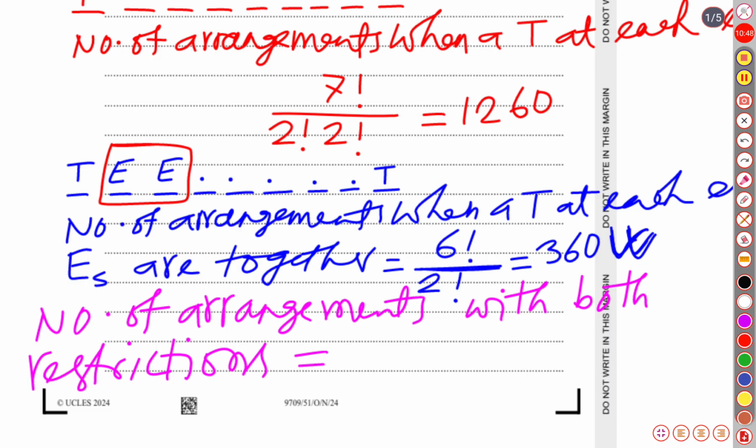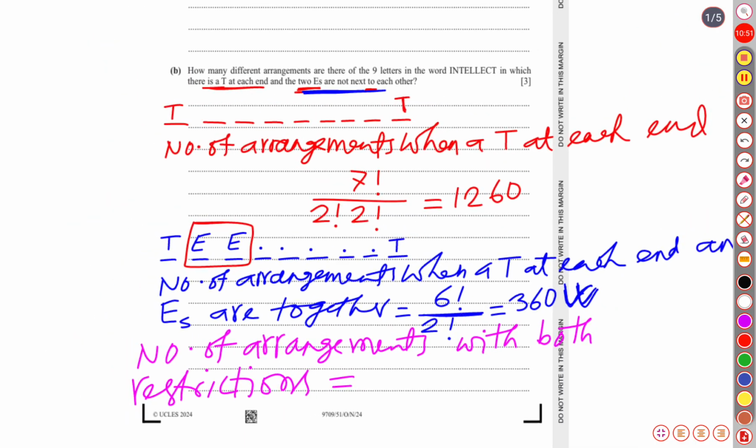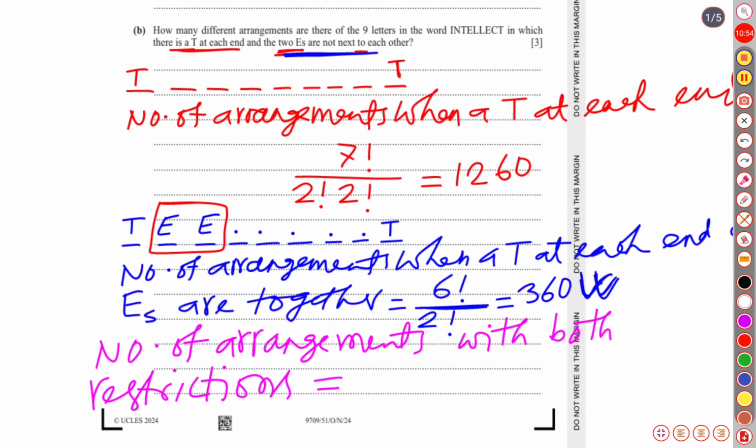is equal to, so when T's are at each end, I mean only one condition or one restriction, the number of arrangements was 1260, and when the I's were together, I mean reversal of one of the restrictions, then the number of arrangements was 360. So if we subtract this 360 from the total number of arrangements, we will get our arrangements with both restrictions. 1260 minus 360. So finally the number of arrangements is going to be 900.